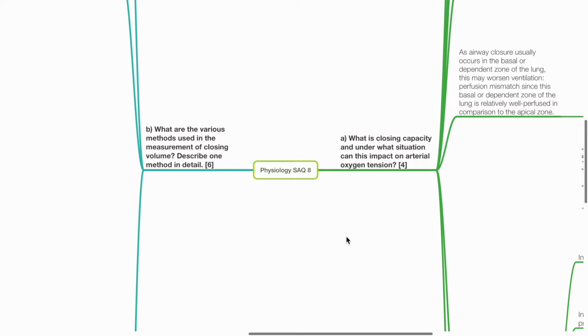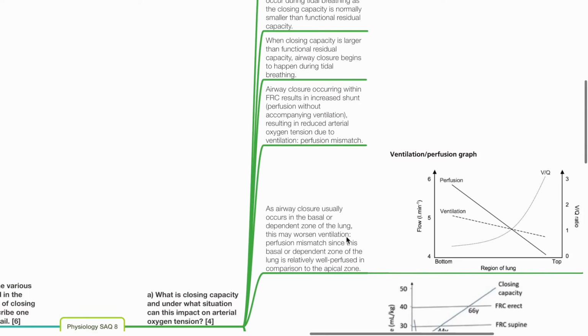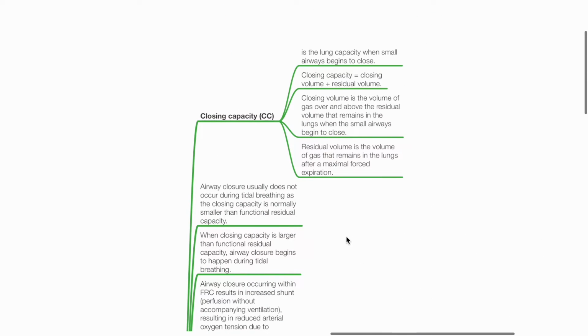Physiology SAQ 8. A. What is closing capacity and under what situation can this impact on arterial oxygen tension? 4 marks. Closing capacity is the lung capacity when small airways begin to close. Closing capacity equals closing volume plus residual volume.